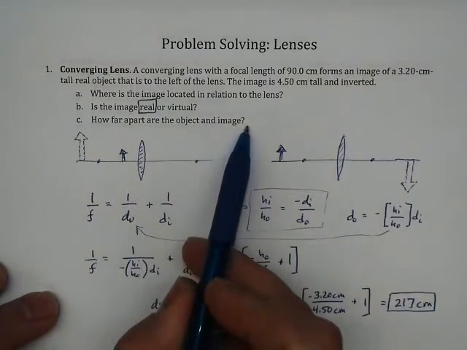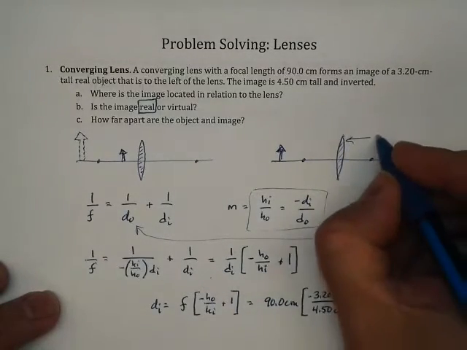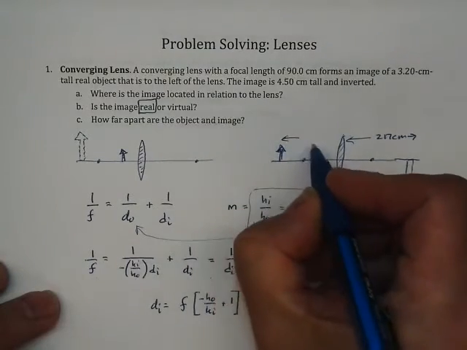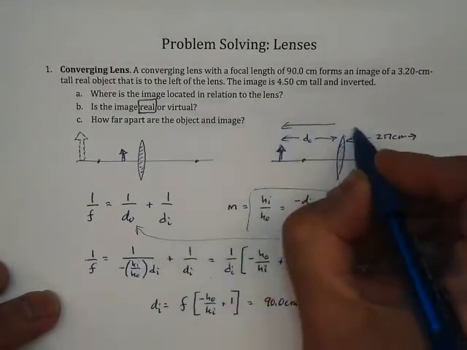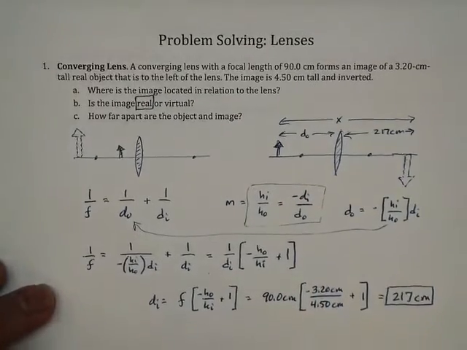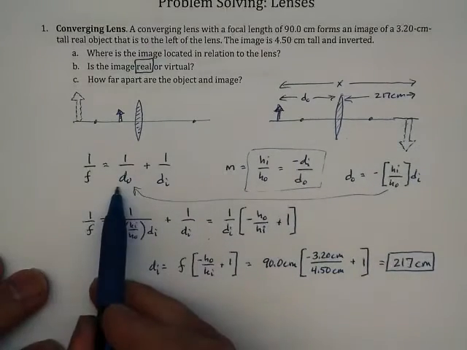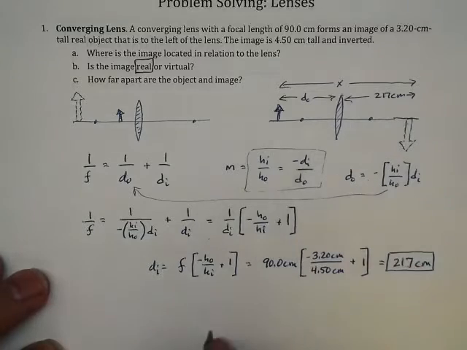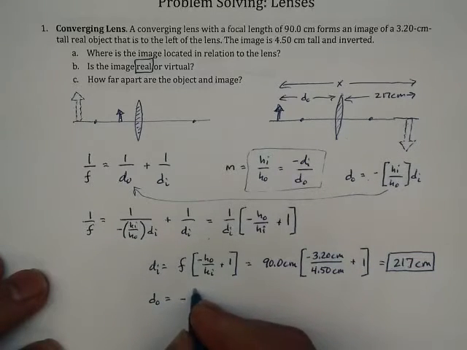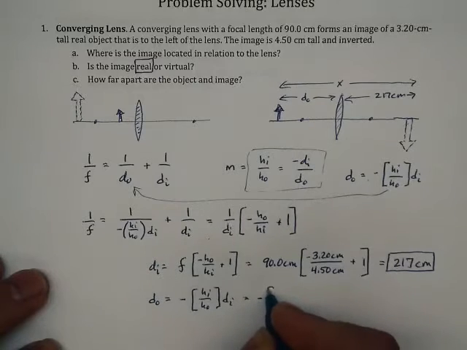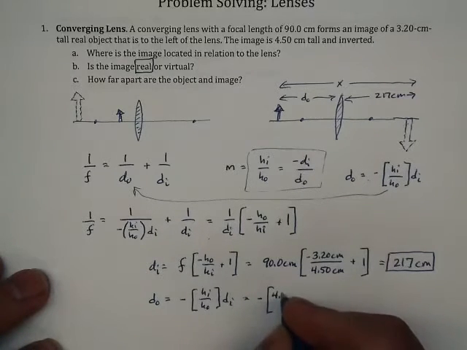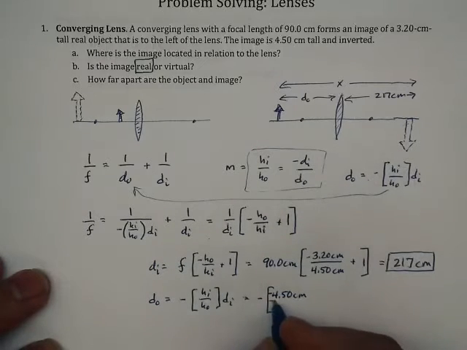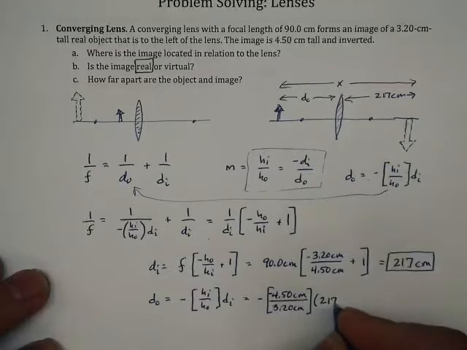Question C says, how far apart are the object and the image? So we know that this distance right here is 217 centimeters. We need to know this distance, which is the object distance, in order to get this full distance between the object and its image. I could go back to my thin lens equation and solve for it, but I think it's a little bit easier to just go to this expression that we got from the magnification equation. The object distance is the negative of the image height over the object height times the image distance, and if we plug in there, the image is 4.5 centimeters tall, but it's inverted, so that's a negative image height. The object is 3.2 centimeters tall, and then I multiply that by the 217 centimeters. I get 154 centimeters.